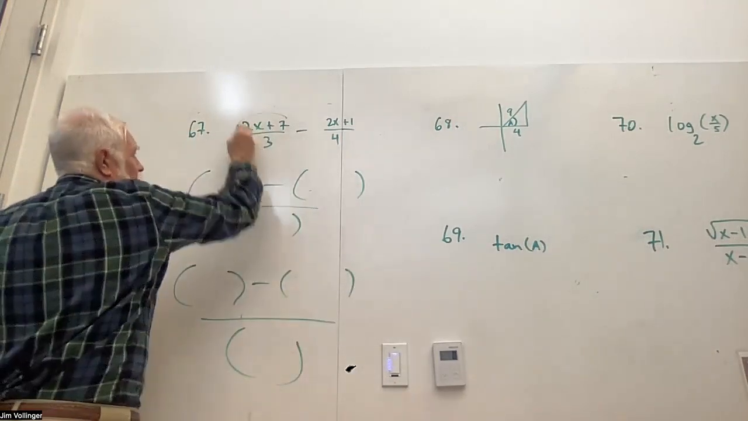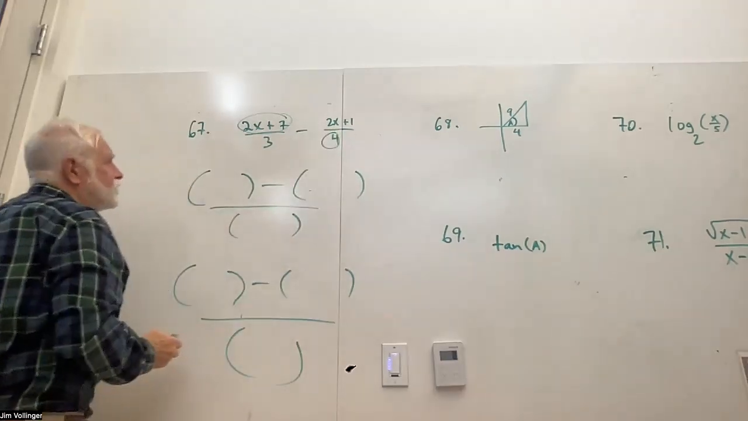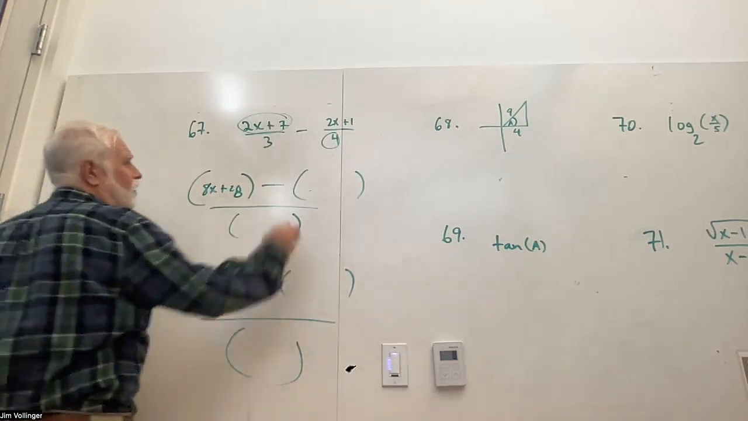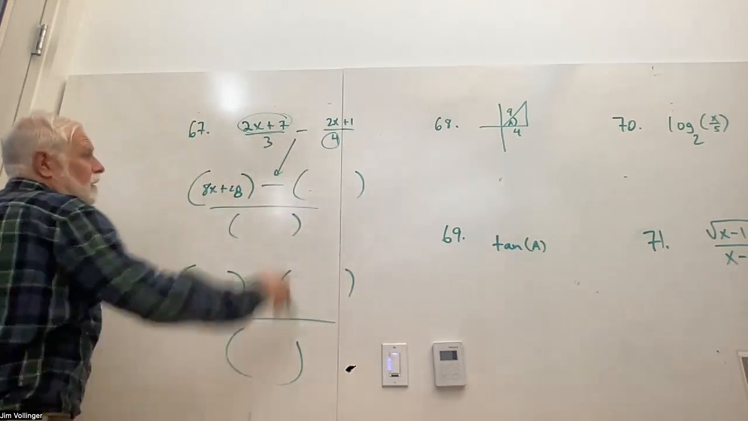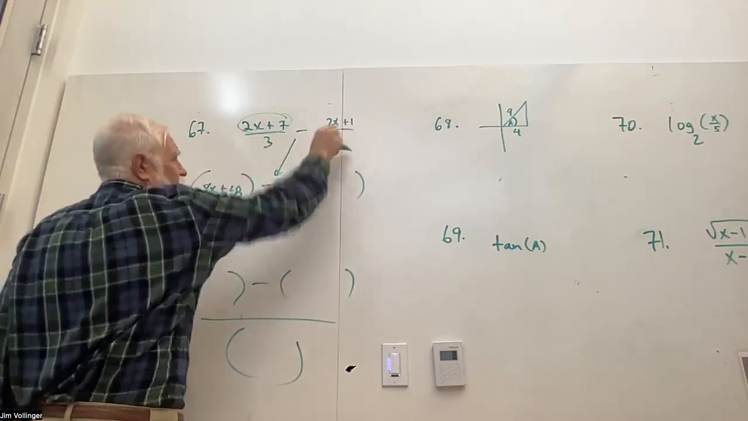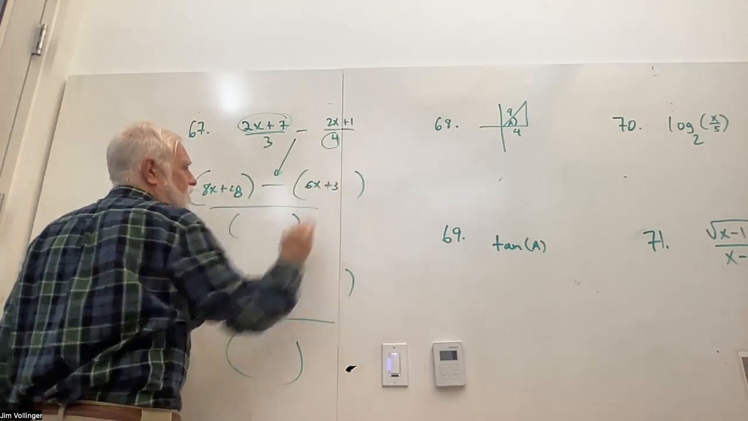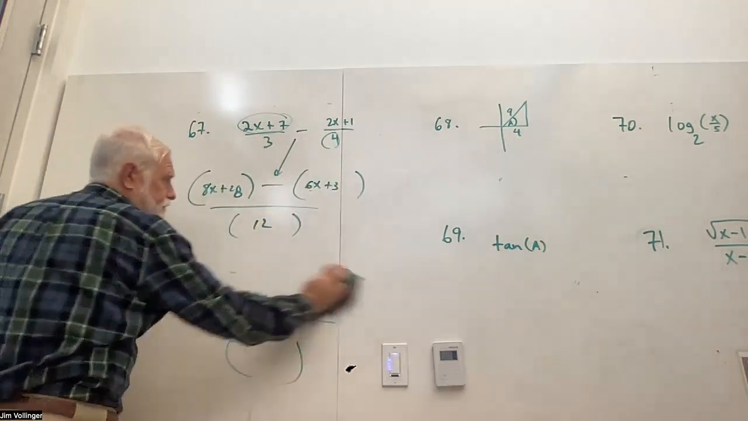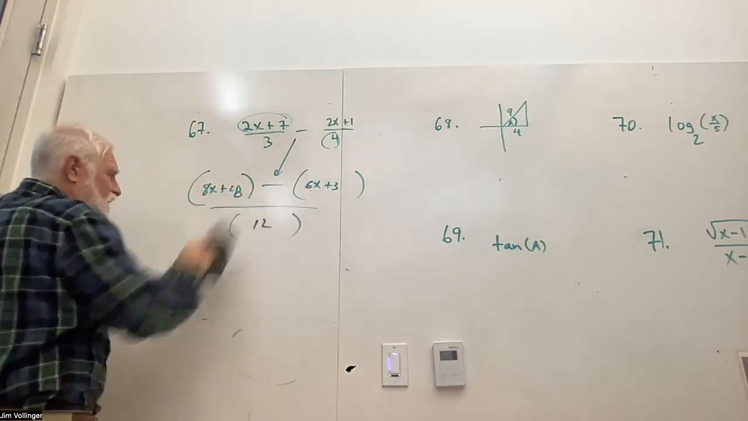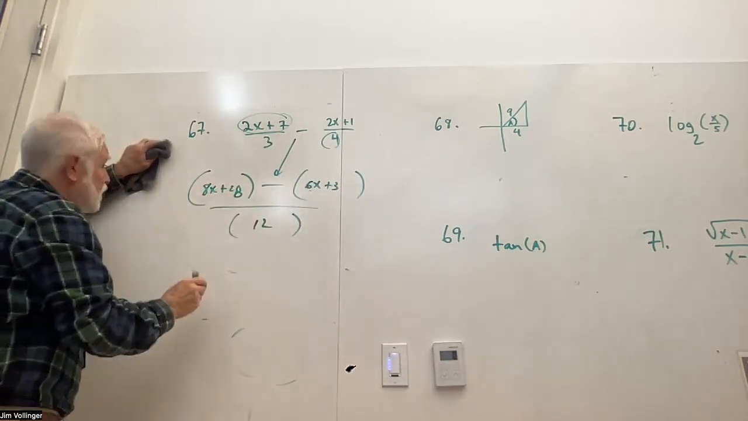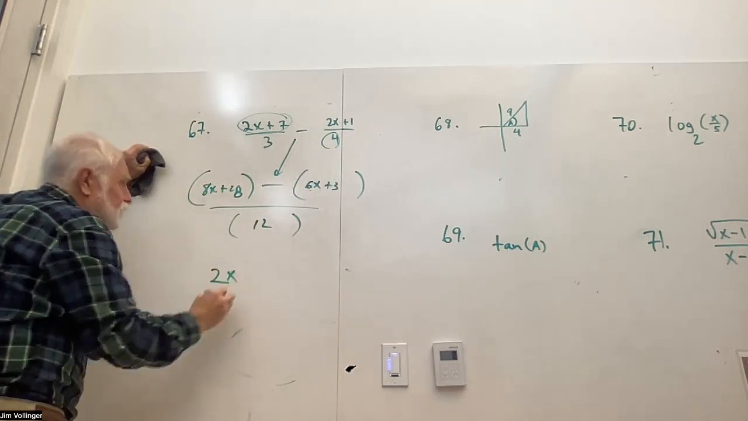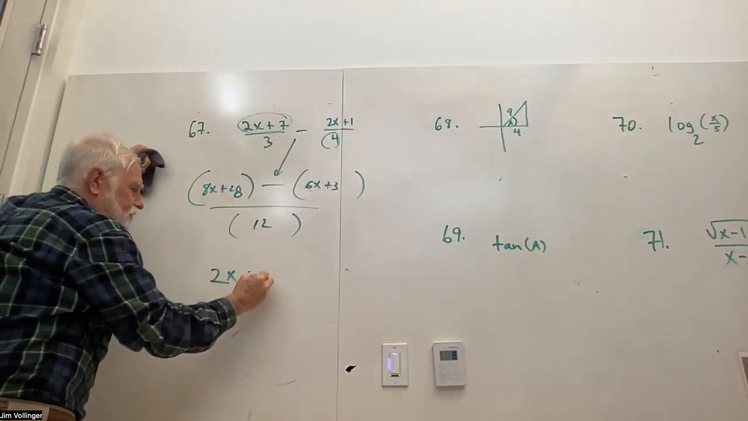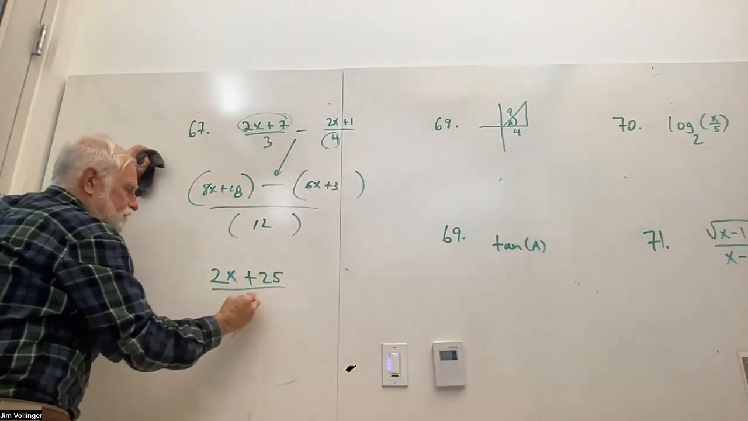What's bingo? 2x plus 7 times 4. 8x plus 28. Okay, we already took care of the minus sign. Bango, 3 times 2x plus 1 is 6x plus 3. Bongo, 12. Oh, okay, I put it in there, that's all right. So 8x minus 6x, I can see that now. 2x. 28 minus 3. 25. Divided by 12.